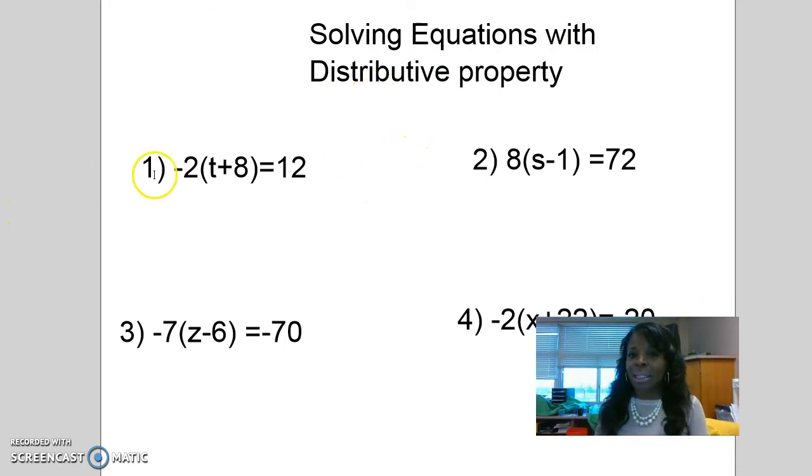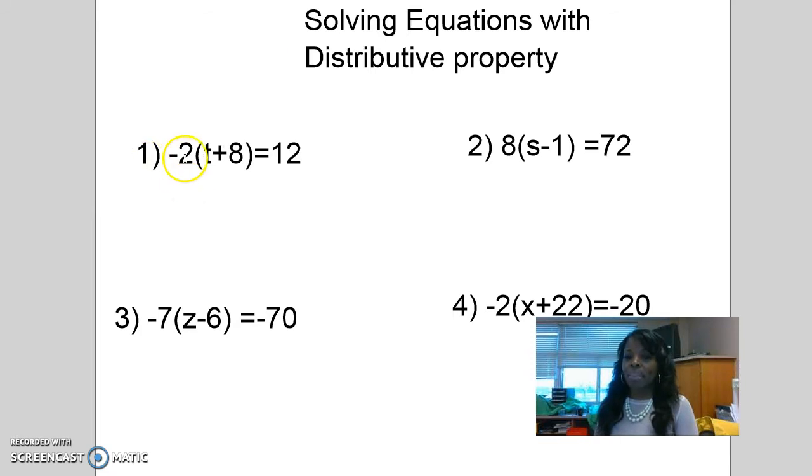So let's look at number 1. And what does it actually mean? So remember, let's just look at the numbers here. Here we have a -2 outside of parentheses. We have an expression in the parentheses. We have an equal sign. We have a number on the right side of the equal sign. So a couple things we have to think about. Okay, we have an equation, so I have to solve it. T is equal to something.